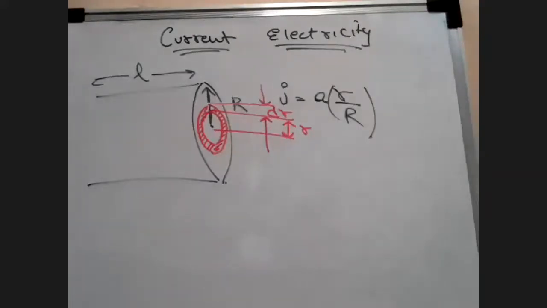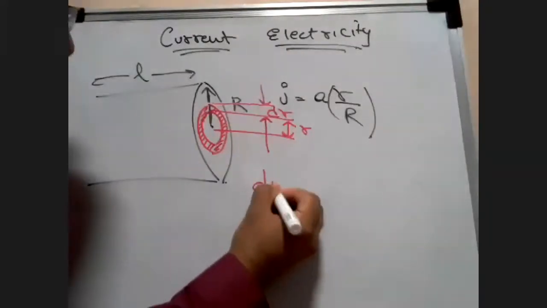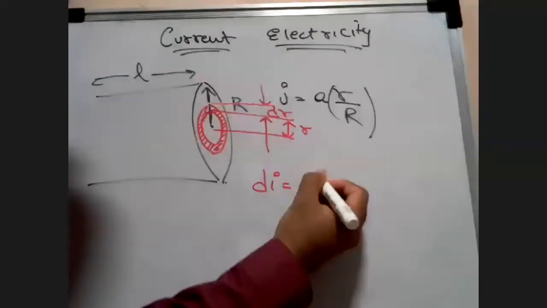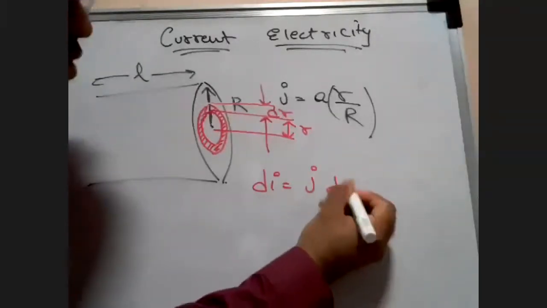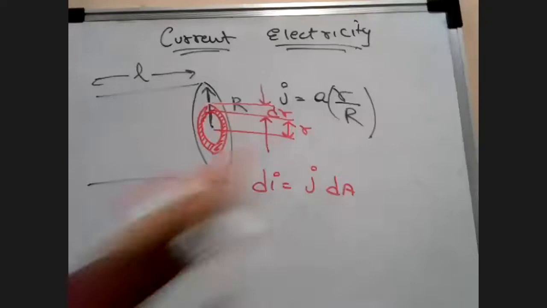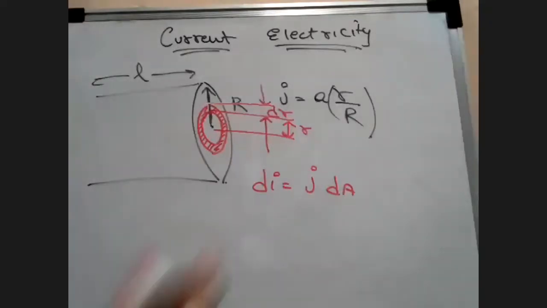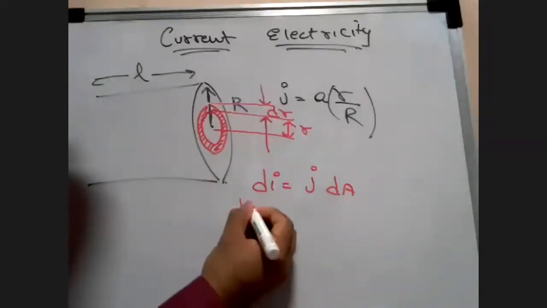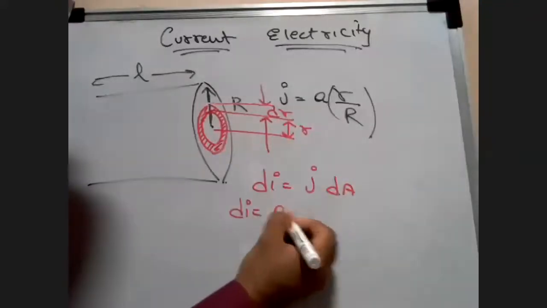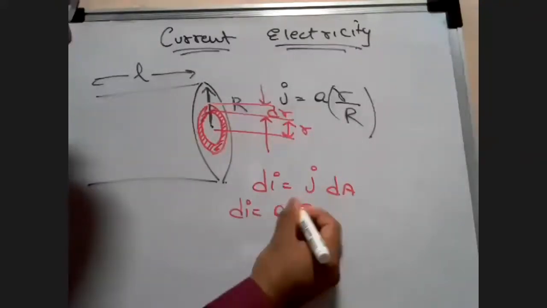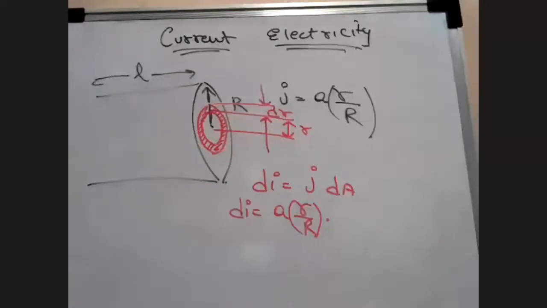Now, I can say that simply dI is equal to J times dA, or J is equal to dI upon dA. I just rearrange the term. Just substitute the value. What will you get? dI will be equal to A small r upon capital R into the area of the ring dA.